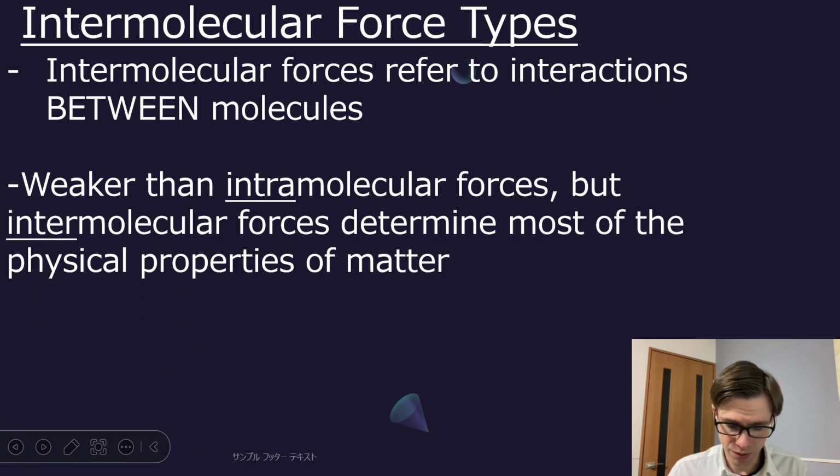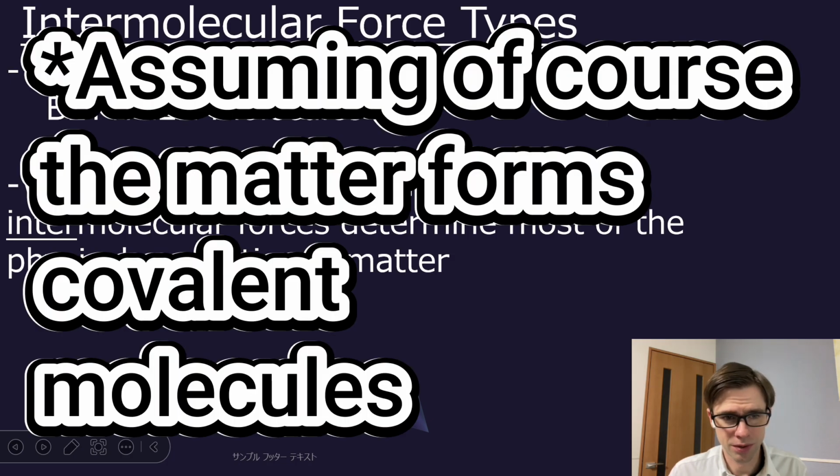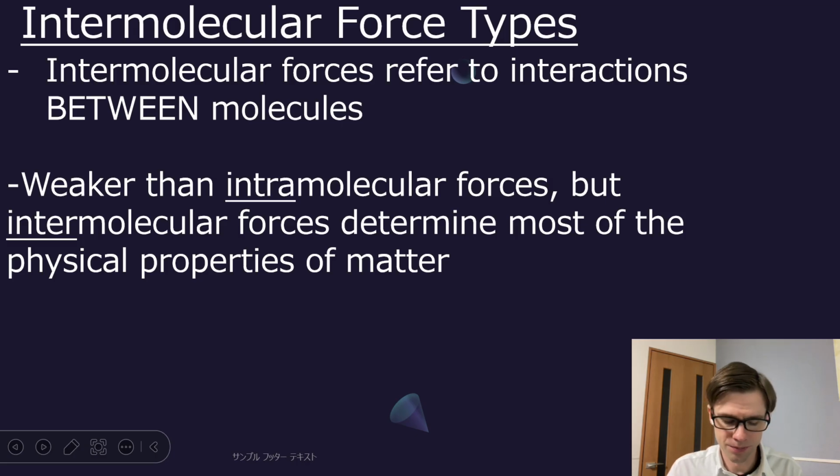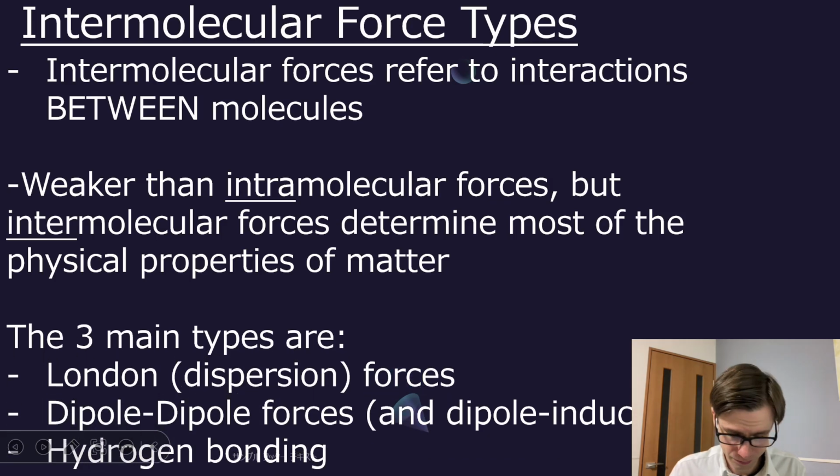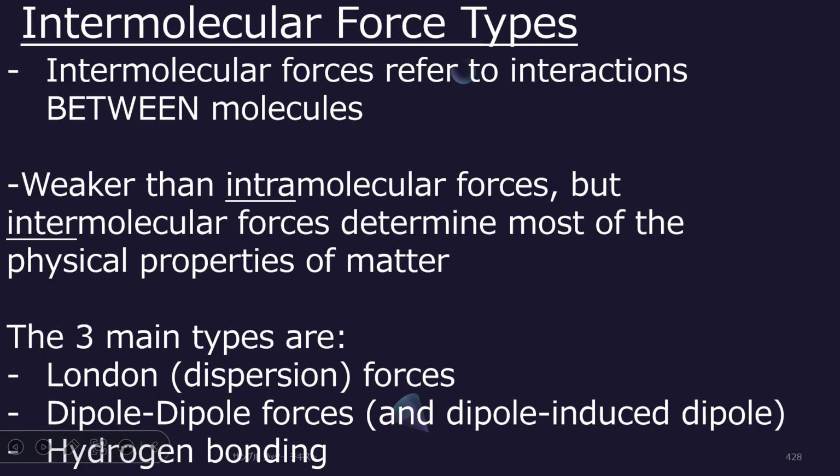So intermolecular forces are generally weaker than intramolecular forces, but intermolecular forces determine most of the physical properties of matter. What shape it takes, whether it's gas, liquid, or solid, its boiling points, melting points, its strength, those kinds of things. So it is hugely important to study for materials science. There are three main types I think we'll study: London forces or London dispersion forces, dipole-dipole forces, and dipole-induced dipole forces, and hydrogen bonding. As I said, I think we'll get to the first two in my video today.